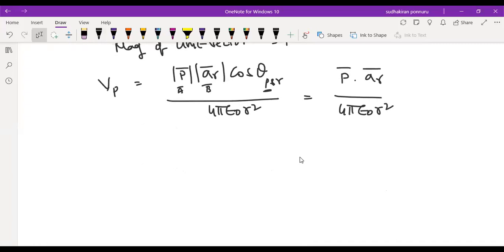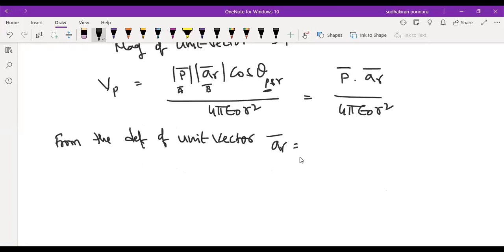Again, say here, from the definition of unit vector. So how to define a unit vector? If it is A_R bar, then that value is R bar by modulus of R bar. Earlier we have written A bar is equal to A bar by modulus of A bar. So this is the basic formula.